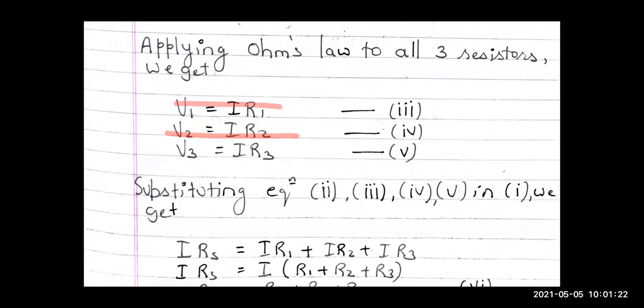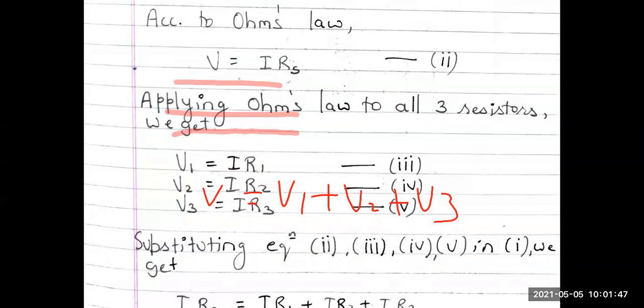Third resistor, if we apply Ohm's law, the resistance value is R3, current is I and potential difference is V3. So V3 equals IR3. Now if we want to find the total potential, we know the total potential is V equals V1 plus V2 plus V3. The value of V can be got from the second equation, the value of V1 from the third equation, V2 from the fourth equation, and V3 from the fifth equation.